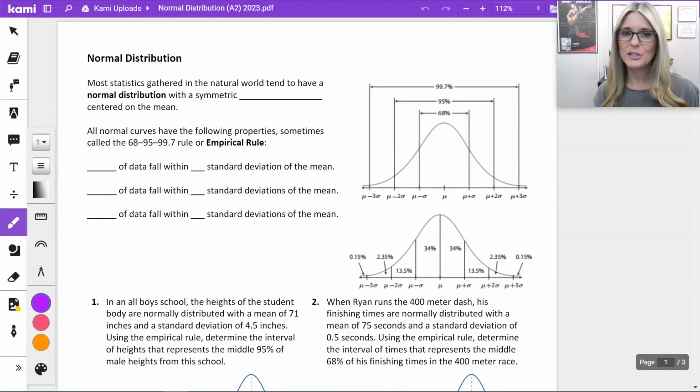Now we're going to take a closer look at those normal distributions. Most statistics gathered in the natural world tend to have a normal distribution with a symmetric bell curve centered on the mean.